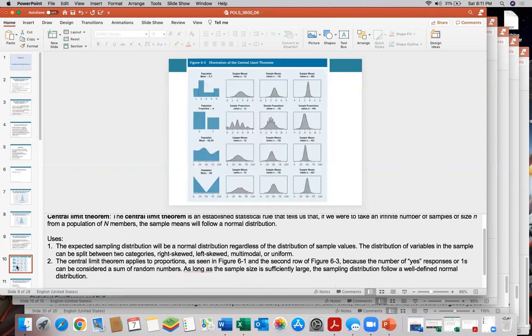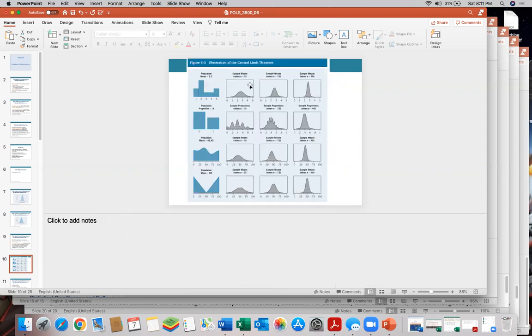Here are also some more examples of the normal distribution. Everything in this first column has a sample size of 5, and you can see it's a little bit wonky. Then with a sample size of 15, the bell curve gets a little bit better. And when you get to a sample size of 40, you get a real normal distribution.